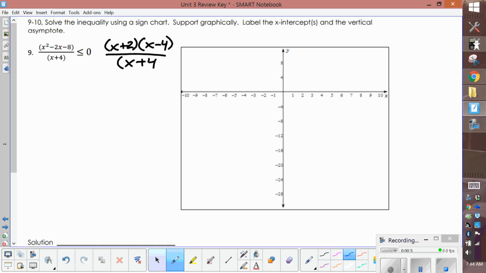And I'll do a quick check. My outers give me negative 4x, my inners give me positive 2x, and that would factor.